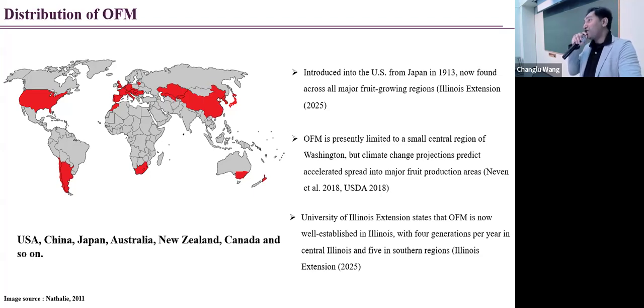Now, in some parts of the US it's considered a minor pest because they are able to control this pest in a nice way. But still, you can find it problematic in some areas. And the University of Illinois Extension states that this Oriental fruit moth is now well established in Illinois, with 4 generations per year in central Illinois and 5 in southern regions.